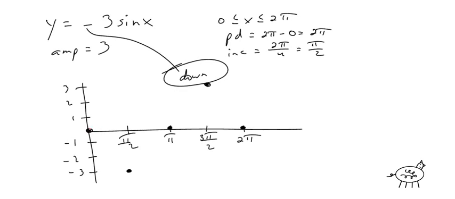So again, be careful. It looks like this. Take the pen off the paper. And like that. Okay? And that's a negative 3 sine of x, because going down it's negative.